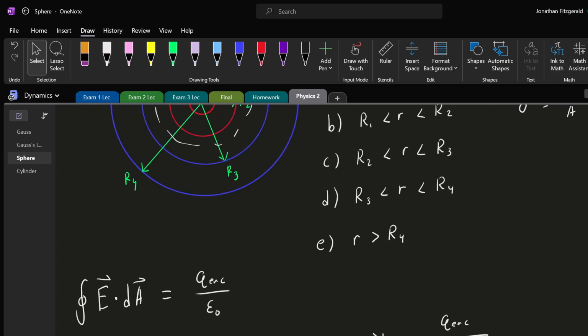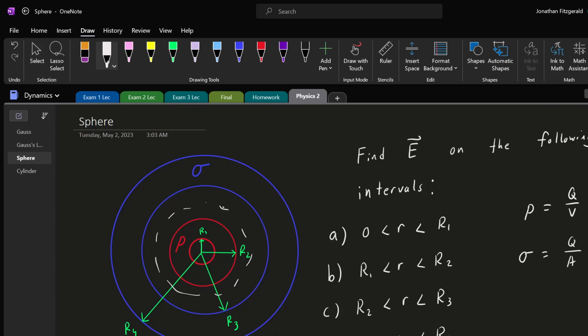Now, what's part D? Part D is R3 to R4. So where is that? That is from here to here. Now this blue thing is a conductor, a conductor with a charge density, sigma.